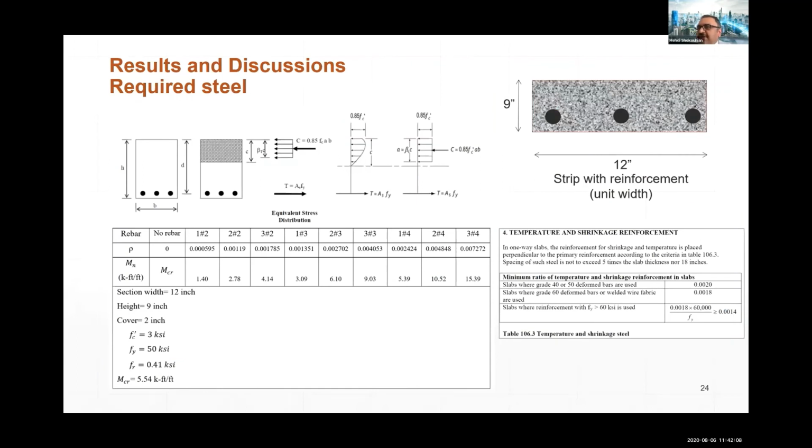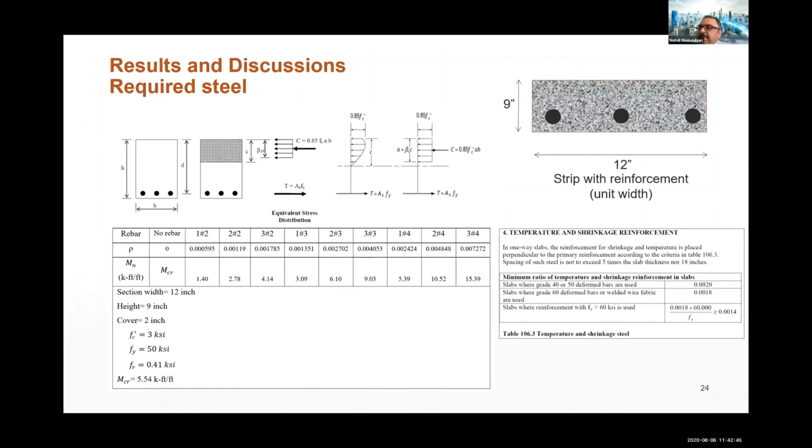Here are some scenarios that we tried to improve the results. For the cracking moment, considering the section without reinforcement, with the correct dimensions and perfect material, it should be around 5.54 Gibbs feet per feet. As I told you in the previous slide, this was not seen in specimen 1. Specimen 2, of course, was much better.